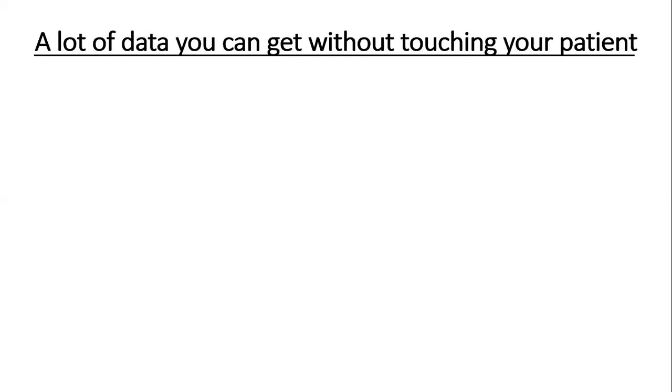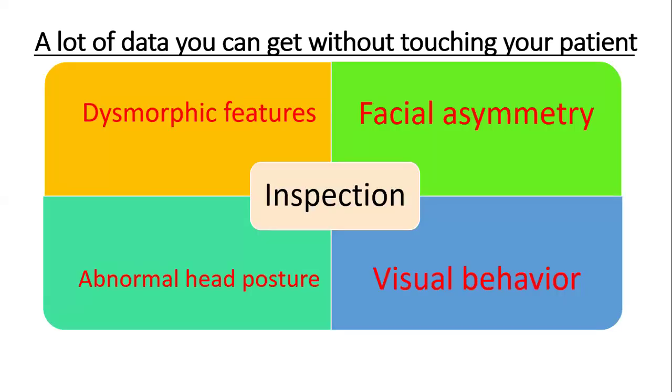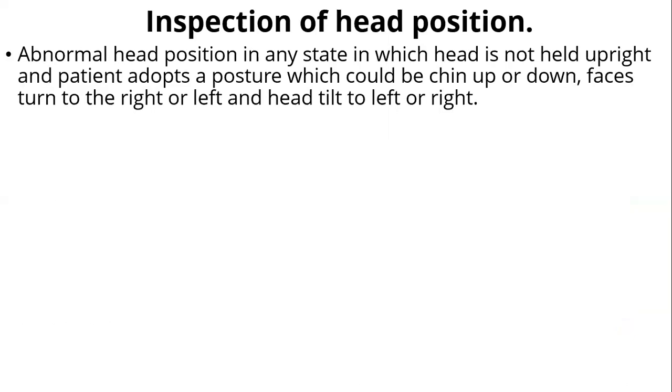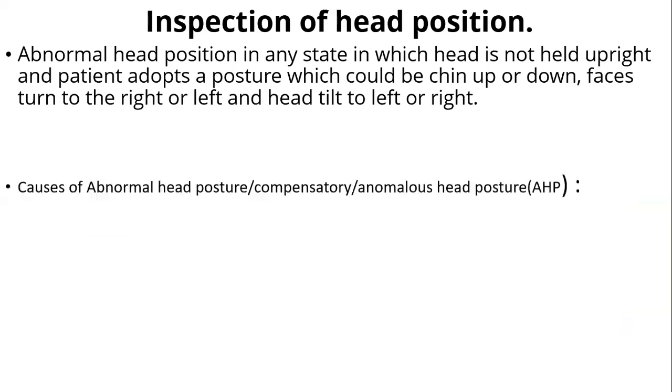A lot of data you can get without touching your patient. With inspection, you can figure out if there are any dysmorphic features, any facial asymmetry, abnormal head posture, or any abnormal visual behavior. Inspection of the head position: abnormal or anomalous head position is any state in which the head is not held upright. We have three types of anomalous head position: chin up or chin down, face turn to the right or left, or head tilt to the left or right.